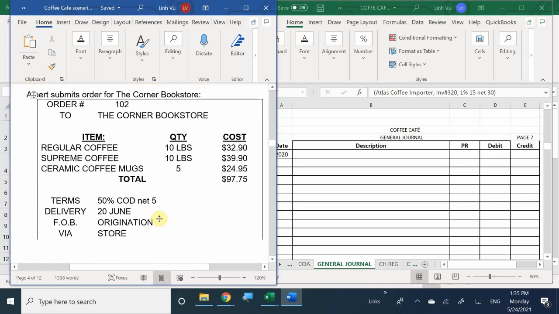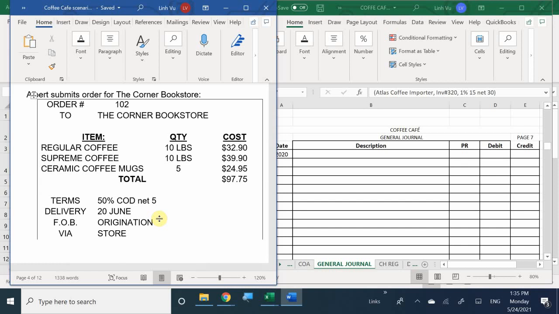Our sales guy's been working. So Albert submits an order for The Corner Bookstore. Order number. I'm not sure if we go to the ledger first because we didn't get a PO from him. We gave him terms. Or does the order number count?